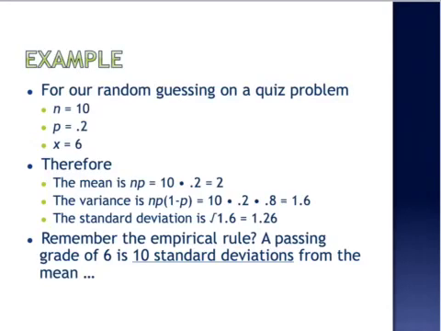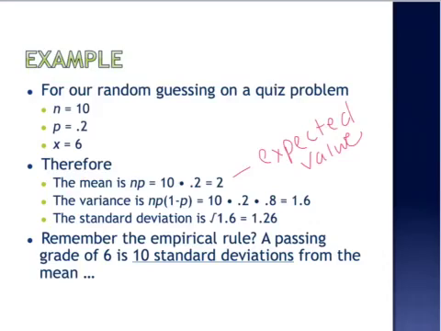This slide shows an example of the quiz problem that we were discussing earlier. If we had a 10-question quiz, so n equals 10, the probability of guessing correct would be 0.2, and let's say x is equal to 6. We want to see if we could correctly guess 6 out of the 10 questions, which would mean we would pass the quiz because that would be a 60%. So if we did the mean formula like we did earlier, n times p is 10 times 0.2, we get 2. So this is the expected value, what we would get if we were guessing.